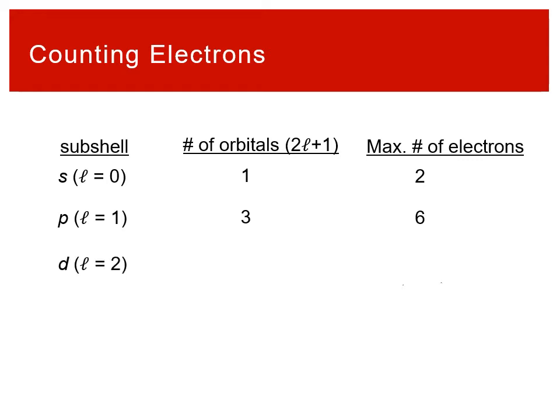D is L equals 2. We get 5 total orbitals, and any D-type subshell can hold 10 total electrons. F, with L equals 3, has 7 orbitals and therefore can hold 14 electrons.